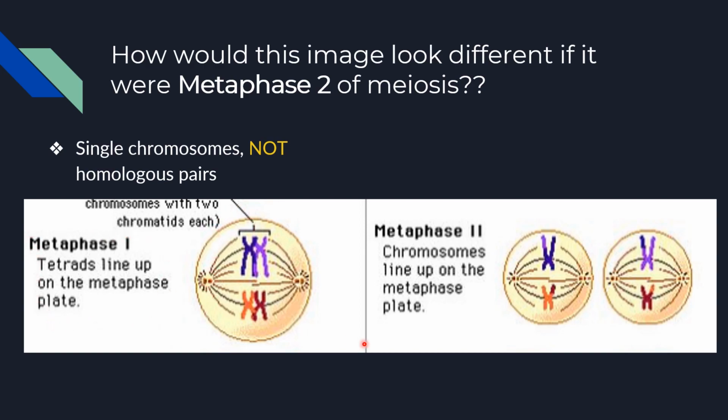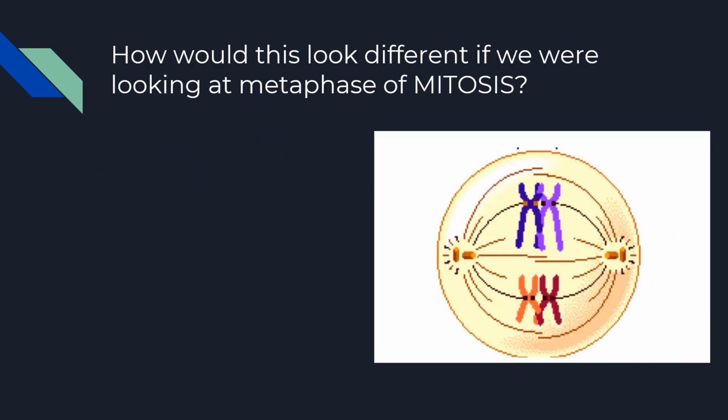But after meiosis 1 ends, we've already separated one of the pair to one side of the cell and the other part of the pair to the other side. So they are now in two separate cells, right? Here's our dark purple friend, and here's our light purple friend by the time we're in metaphase 2. So in metaphase 2, we just have single chromosomes lining up on that metaphase plate, very similar to what we see in mitosis. So how would this look differently if we were looking at metaphase of mitosis?